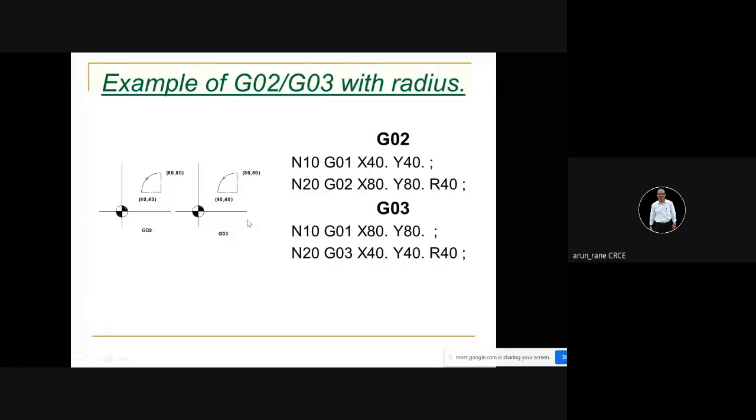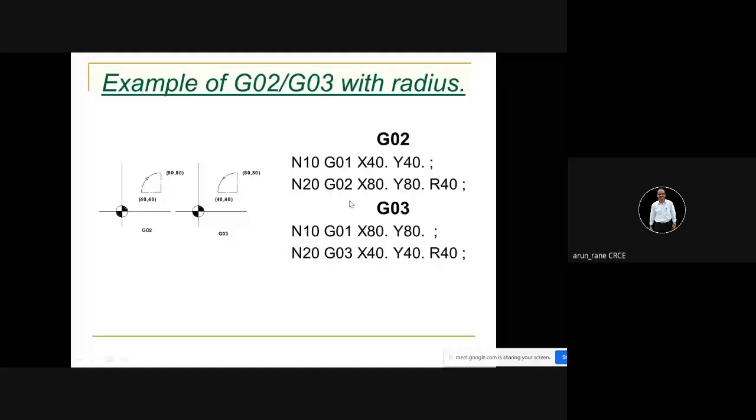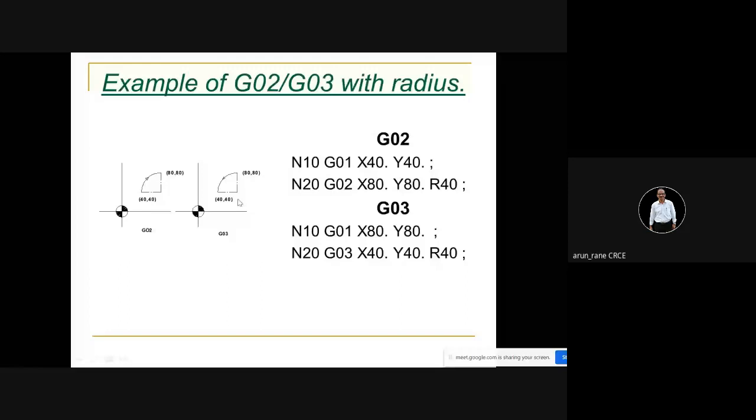Now suppose here, if I want to give center programming, then how will this block become? G03, X40, Y40. As I said earlier, I will be 0 and J will be minus 40. J will be minus 40. Alright. Now this is in absolute mode.